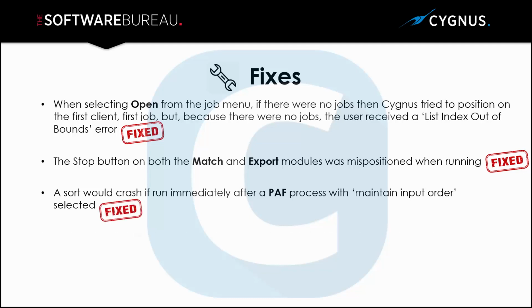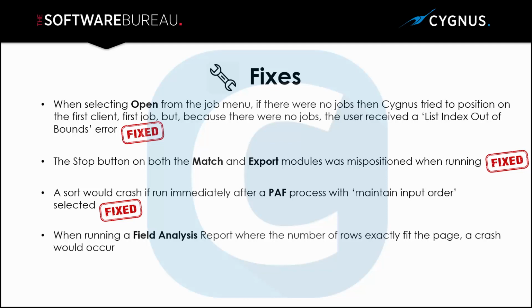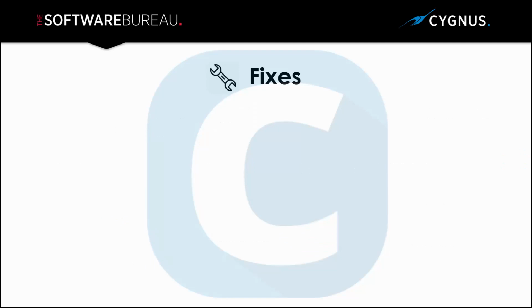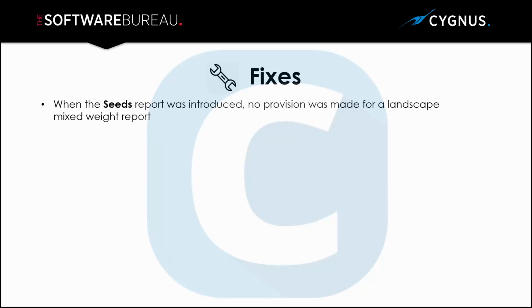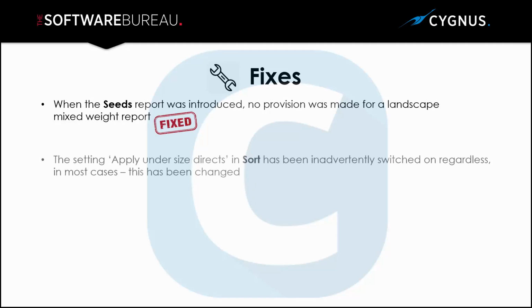That's been fixed. When running a field analysis report where the number of rows exactly fit the page, rather a bizarre one, a crash would occur once the report's been generated. That's been fixed. When the seeds report was introduced, no provision was made for a landscape mixed weight report. That's been fixed. The setting apply undersized directs in sort has been inadvertently switched on regardless in most cases. This has now been changed.